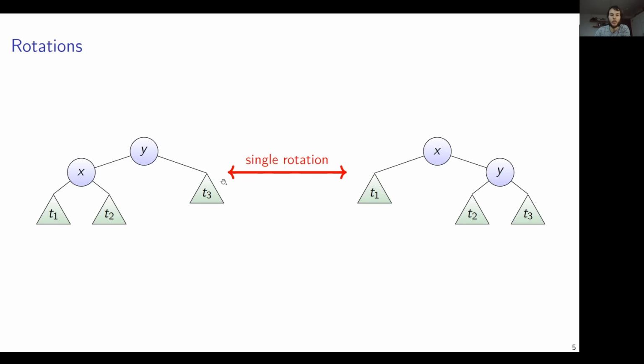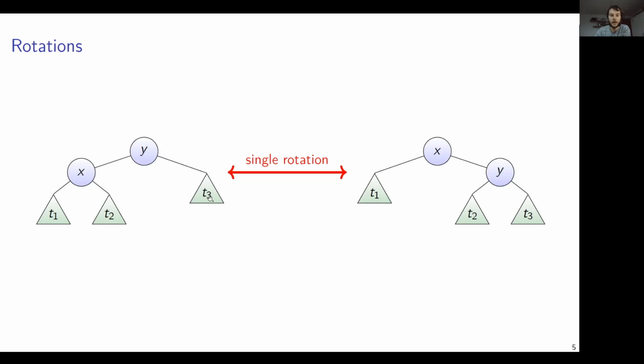Then of course y is higher than x because x is in the left subtree of y. So x has to be lower than y, and y is higher than x. So y should now be in the right subtree of x, so it has to go here. And the subtree T1, which consists of a lot of other nodes, was lower than x, so it stays the left child of x.